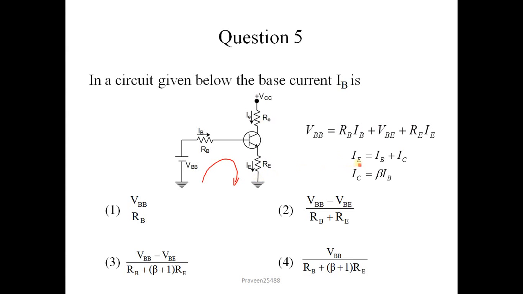We also know that IE is equal to IB plus IC, and IC is equal to beta IB. Beta is the current gain here, and on putting this value, IE we will get as 1 plus beta into IB. On taking IB common and transferring VBE to the left hand side, we will get this expression: VBB minus VBE upon RB plus beta plus 1 into RE, which is equal to the base current IB.